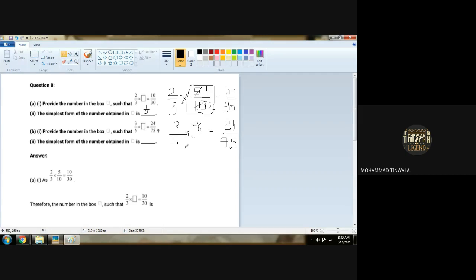Again I am telling, if you can't find that, what you have to do, you have to divide this 75 divided by 5.